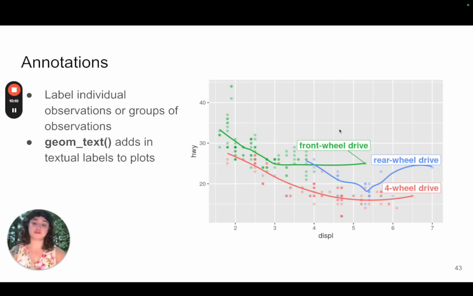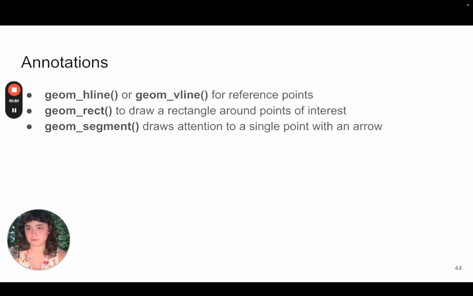Annotations. So you can label your axes and your title, but you can also label within the graph. So in this case, you can label individual observations or groups of observations. So here, front-wheel drive, rear, I can't even say that, four-wheel drive. Geom text is going to be your function for this, and this is going to add in textual labels. There's a few other options, hline and vline, that have reference points. You'll see that in the very last example of my code at the very end of factors. Geom rect draws a rectangle around points of interest. Segment draws attention to a single point with an arrow.